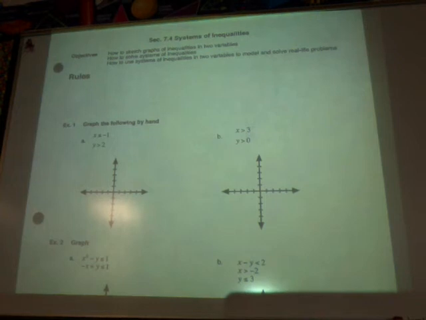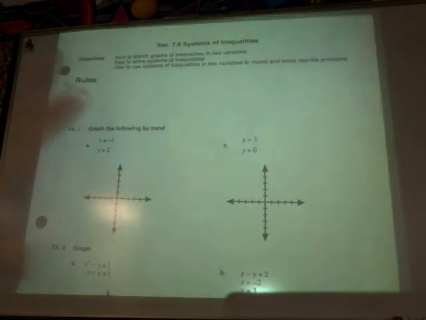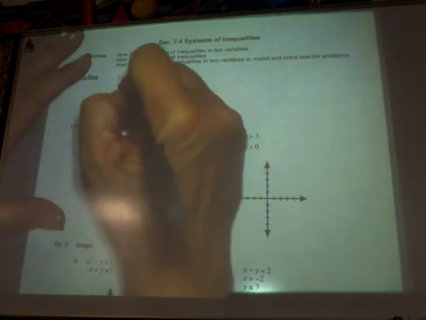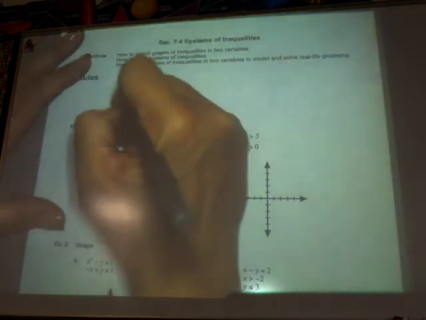All right, so today we're going to look at systems of inequalities. So we need some color, straight edge. Oh, inequalities, yes, thank you. What are your rules in an inequality when you're graphing it? How do you know whether you have a solid or a dotted line?